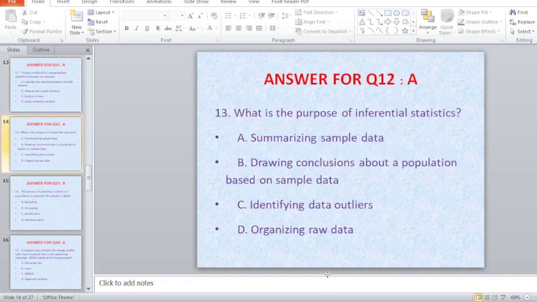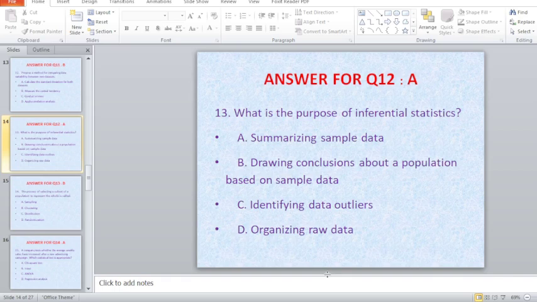Question number 13. What is the purpose of inferential statistics? A. Summarizing sample data. B. Drawing calculation about a population based on sample data. C. Identify data outliers. D. Organizing raw data. The answer for this question is choice B. Drawing calculations about a population based on sample data.